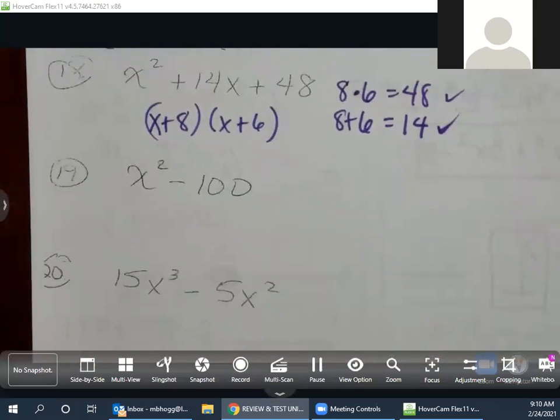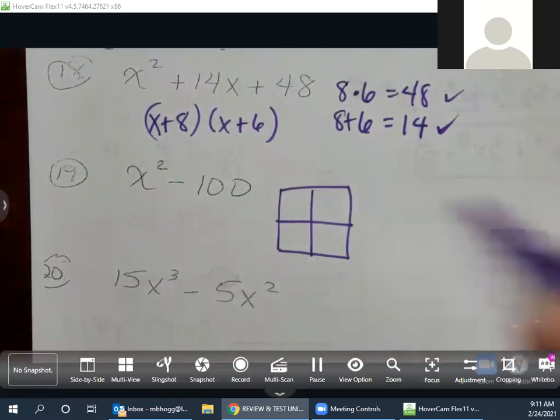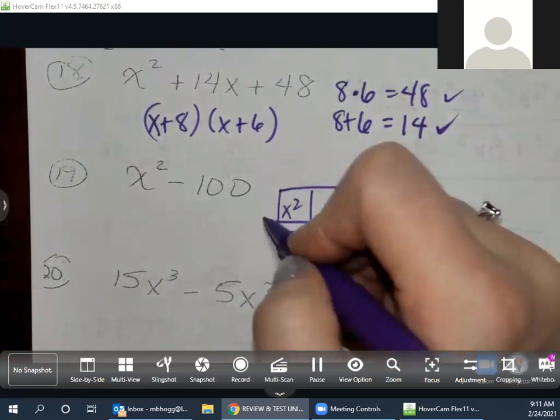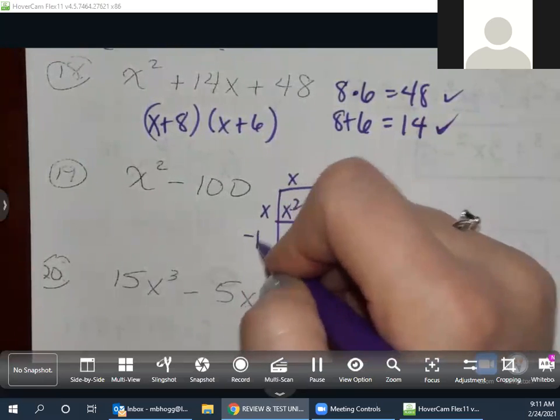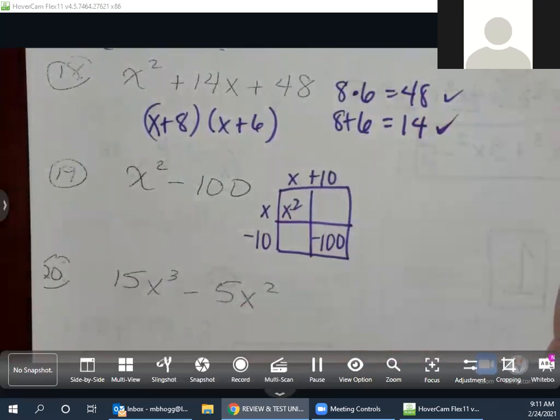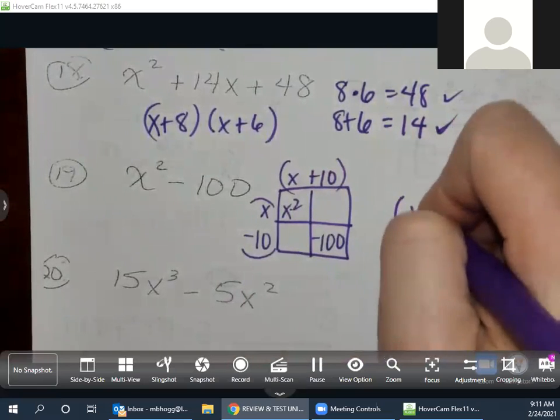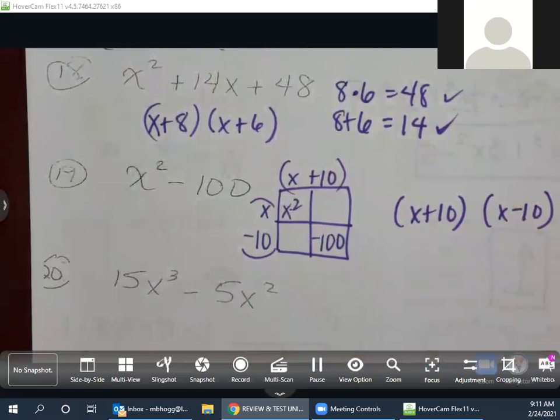Okay, y'all remember what 19 is? Yep, difference of squares. So draw your squares, your boxes. x squared minus 100. You have x times x equals x squared. Negative 10 and a positive 10 equal a negative 100. So these are your pairs here. x plus 10, x minus 10. Answer. 20.